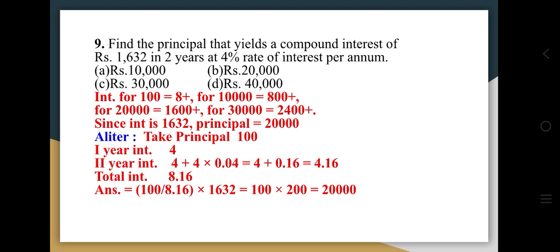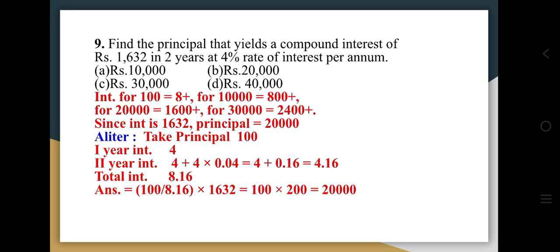Alternatively, to do the problem, we assume that the principal is 100. If the principal is 100, first year interest is 4 because the interest rate is 4%. What is the second year interest? It is first year interest 4 plus interest for 4 at 4%. Interest for 4 at 4% is 4 into 4 by 100, that is 4 into 0.04, which is 0.16. So 4 plus 0.16 is 4.16. So the second year interest is 4.16.